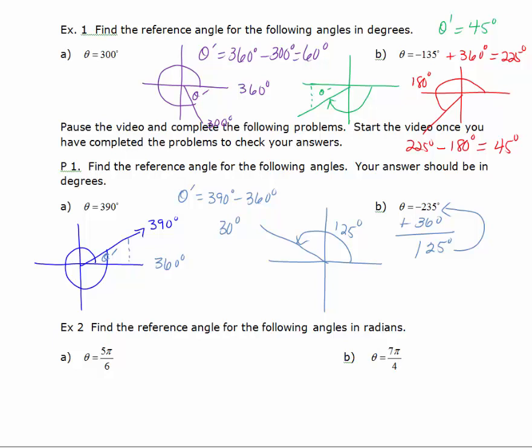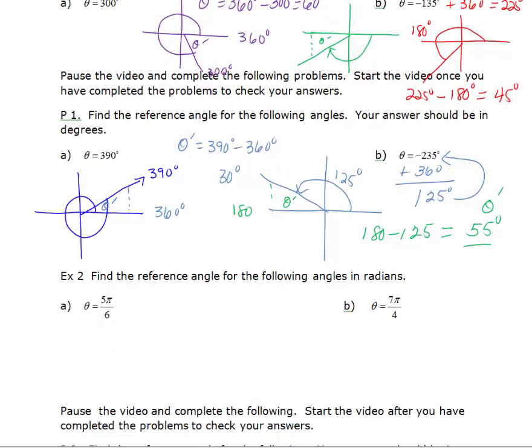If I want to find theta star or theta prime, my acute angle, I would just take the 180 and subtract the 125 to find that little piece right there. So 180 minus 125 would be equal to 55 degrees. So your reference angle for negative 235, which is the same as the reference angle for 125, would be 55 degrees.